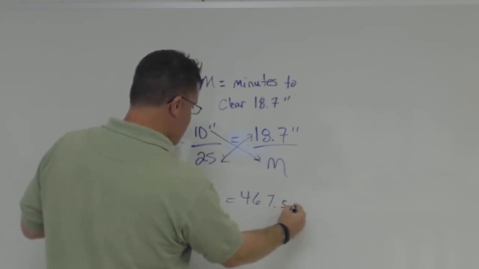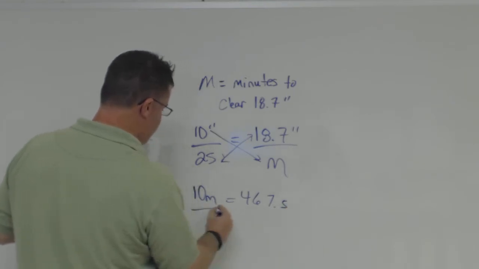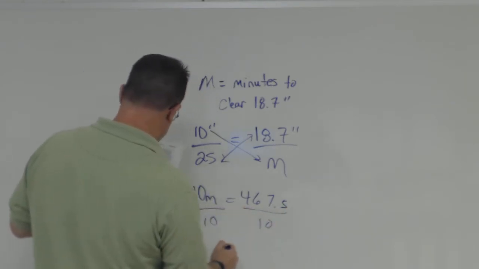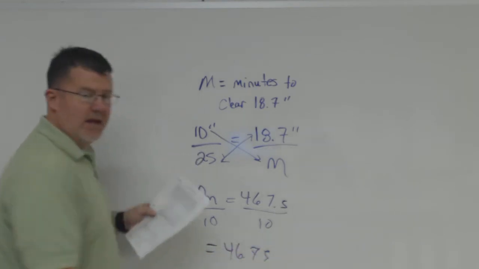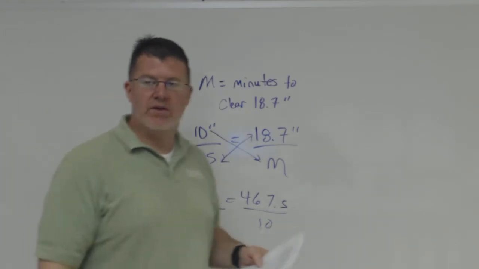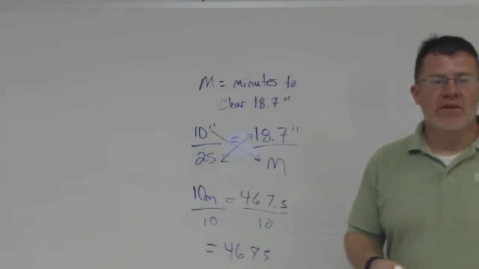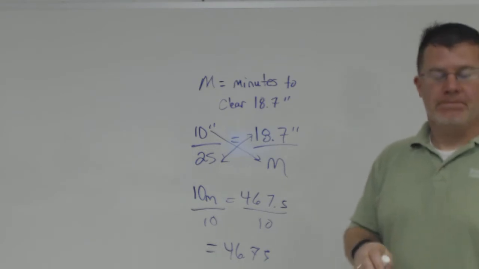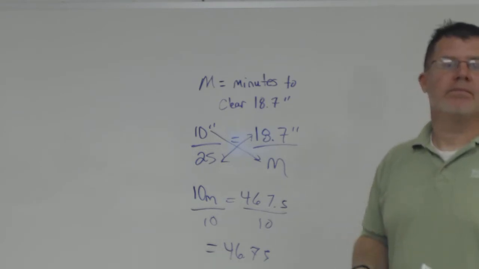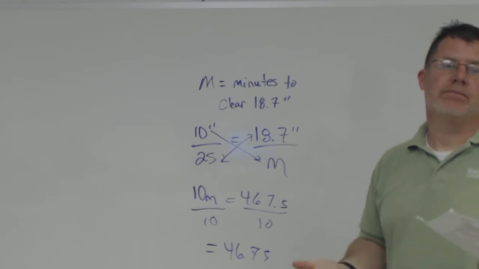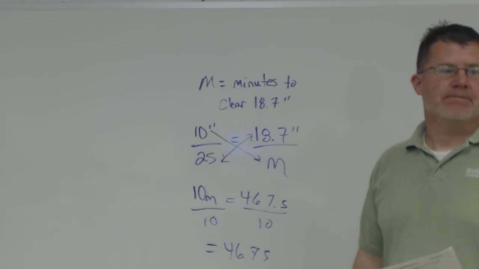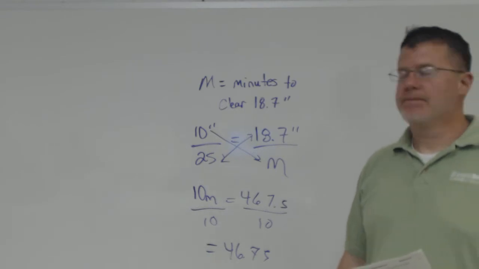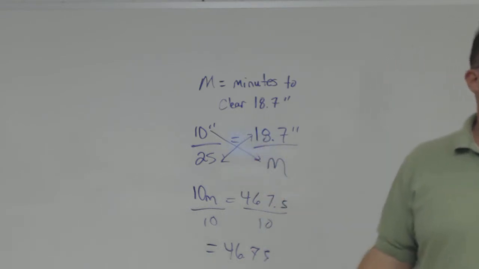467.5. And then I divide by 10. It's going to give me 46.75. And I round it off to 47 minutes. So pretty easy, right? I did a lot of stuff, but yeah, I said 18.7 divided by 10 gives you 1.87 times 25. Because I did 24 over 60 equals 18.7 over n, and you get the same thing anyway, so I mean, just a proportion. And I'm just showing you how to get it, cross multiply.